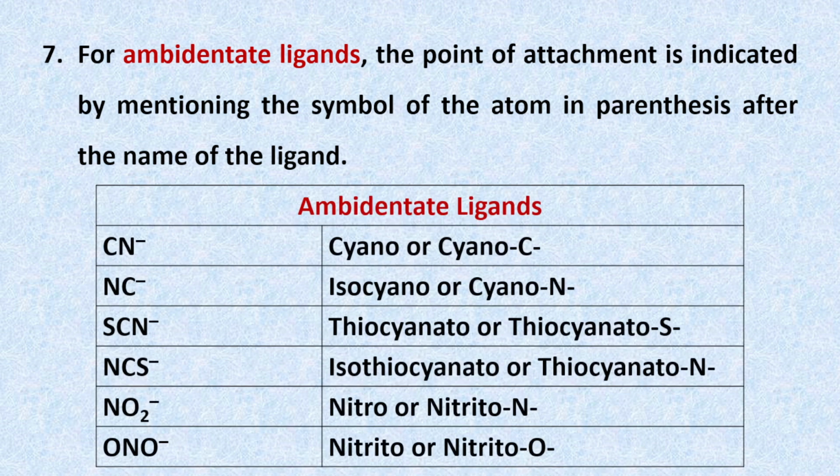For example, cyanide ligand can bind the central metal through the carbon atom as well as through the nitrogen atom. If it is binding through carbon atom, then it is named as cyano-C, and if it is binding through nitrogen atom, then it is named as cyano-N. A similar rule is also considered while naming the other two ambidentate ligand like thiocyanato and nitrito as shown in this table.